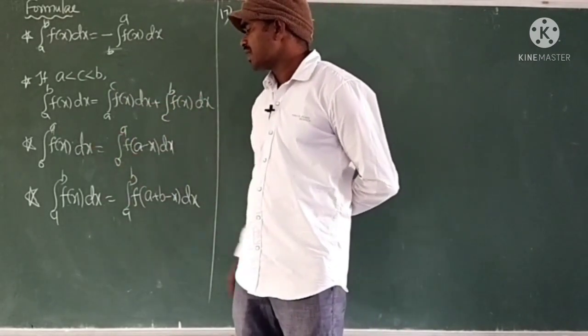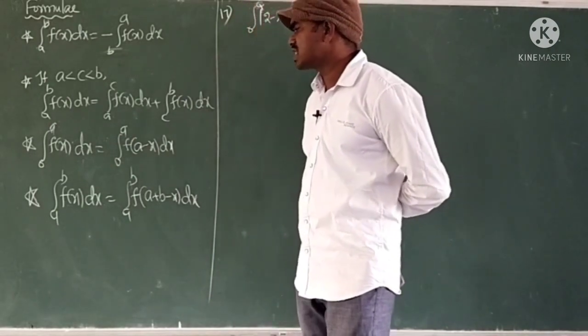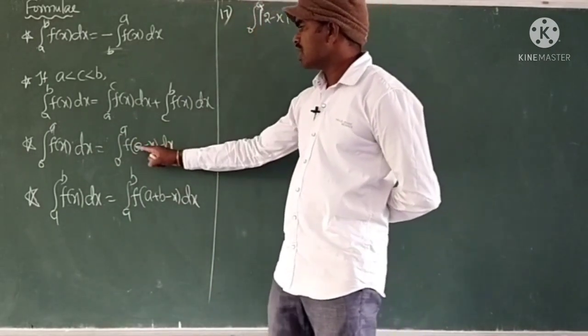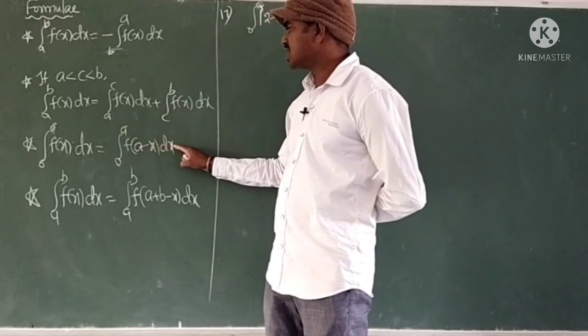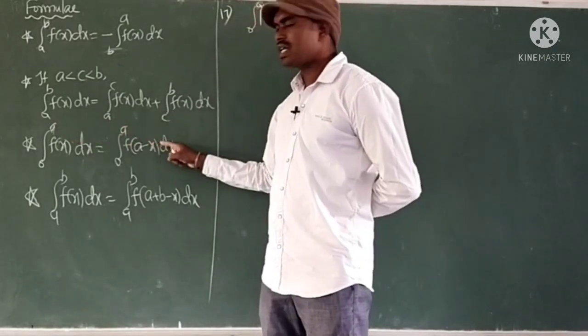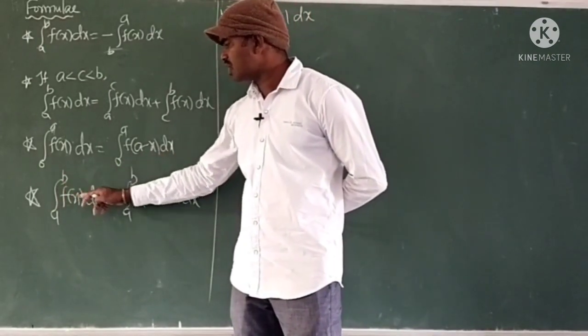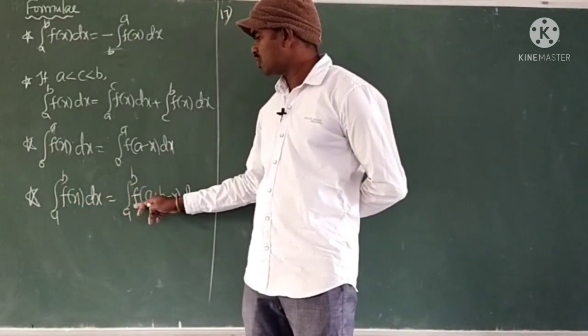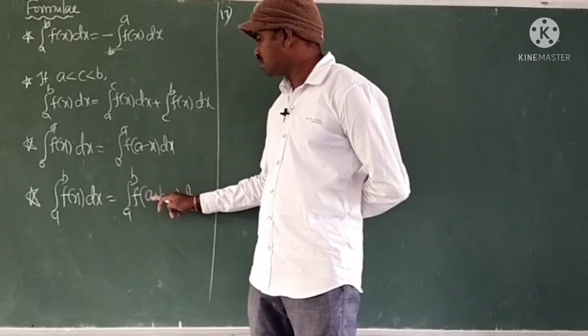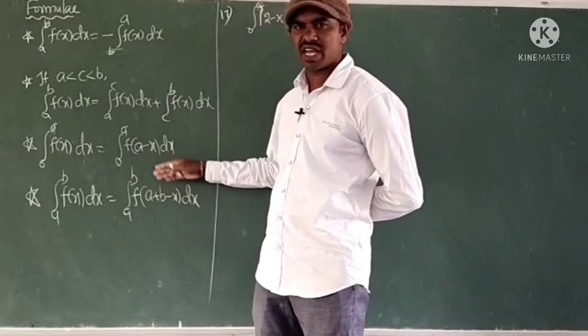Next formula: integration 0 to a f of x dx is equal to integration 0 to a f of a minus x dx. Similarly, integration a to b f of x dx is equal to integration a to b f of a plus b minus x dx. These two are the same type of formulas.